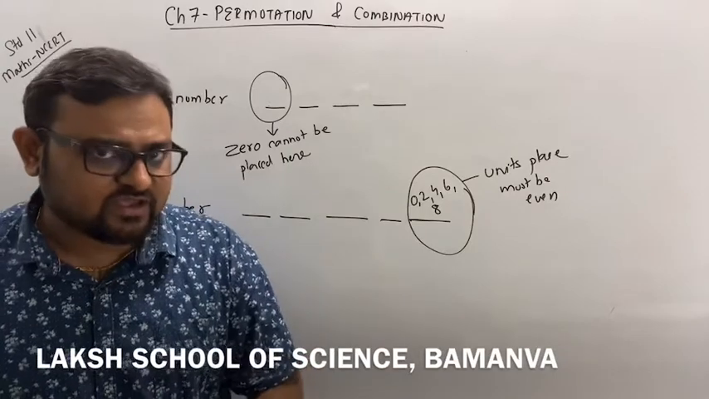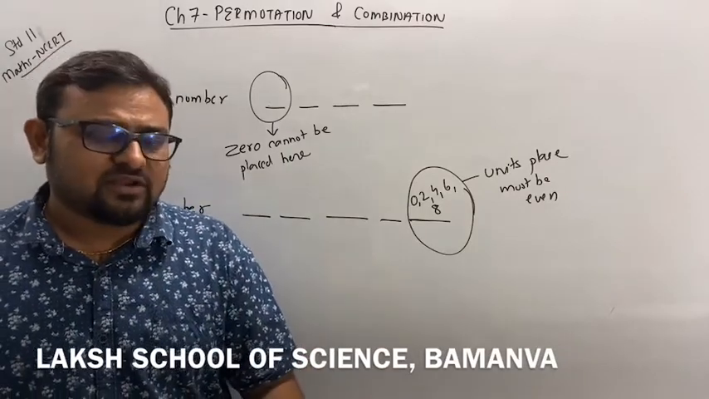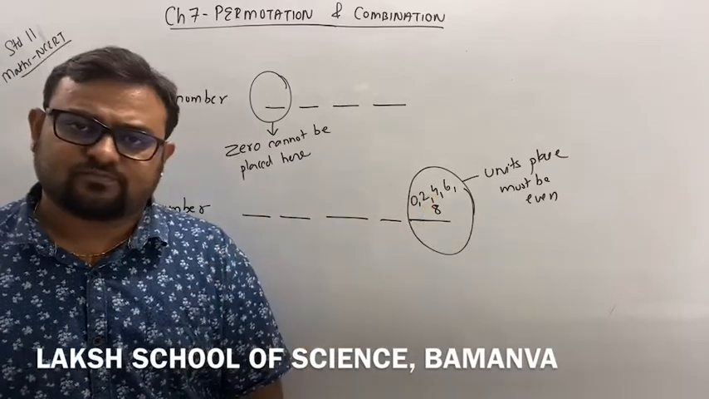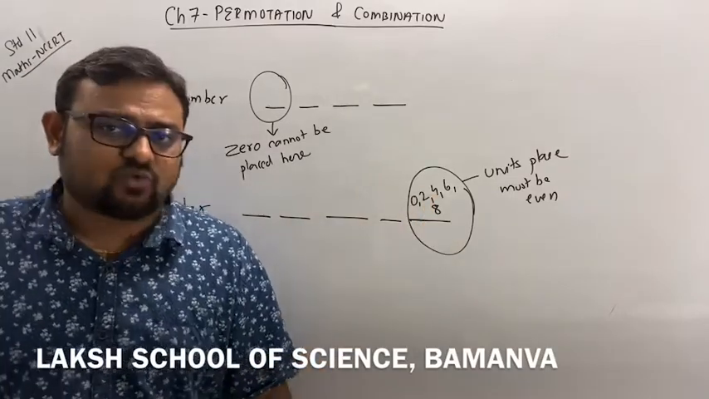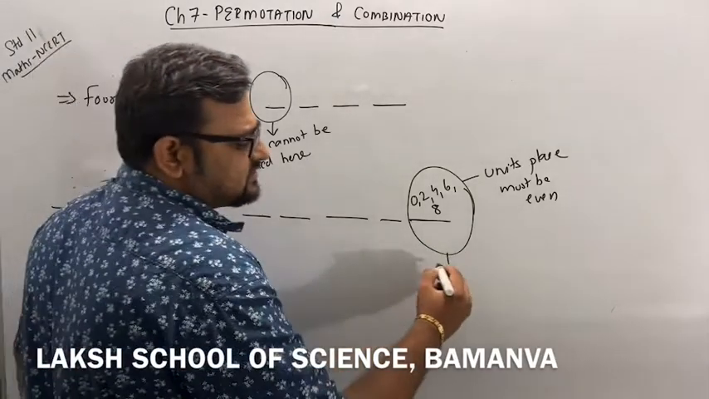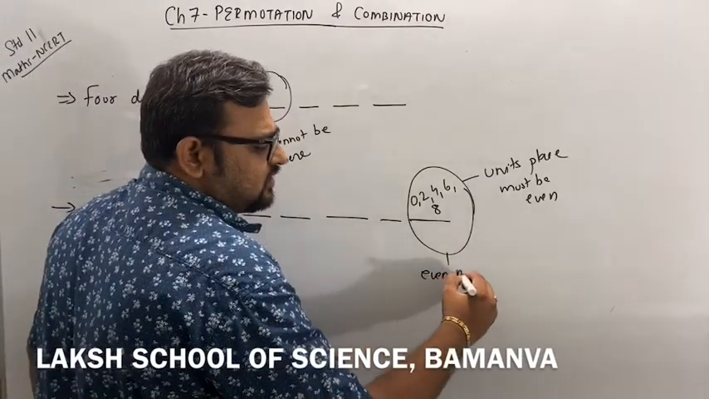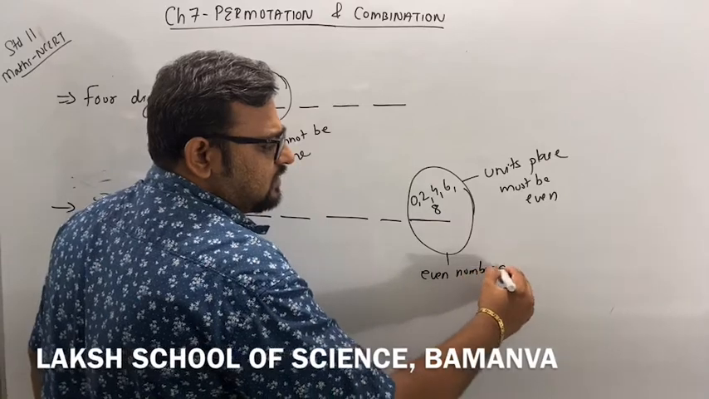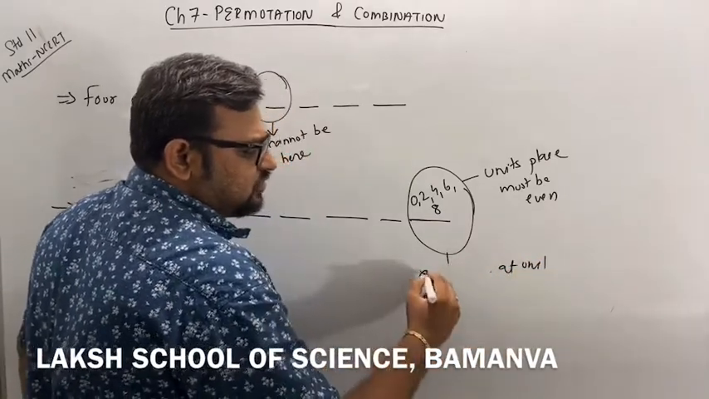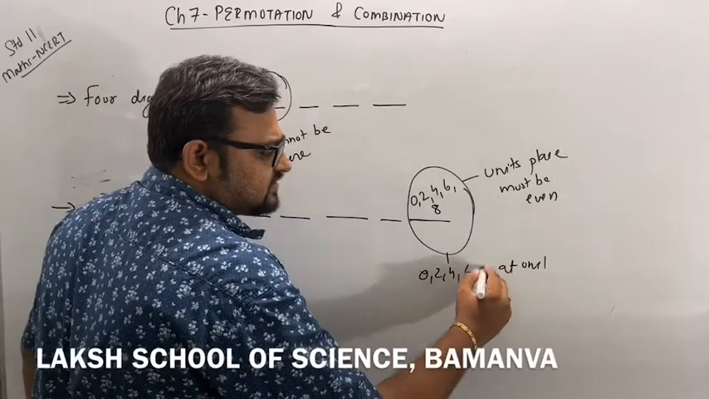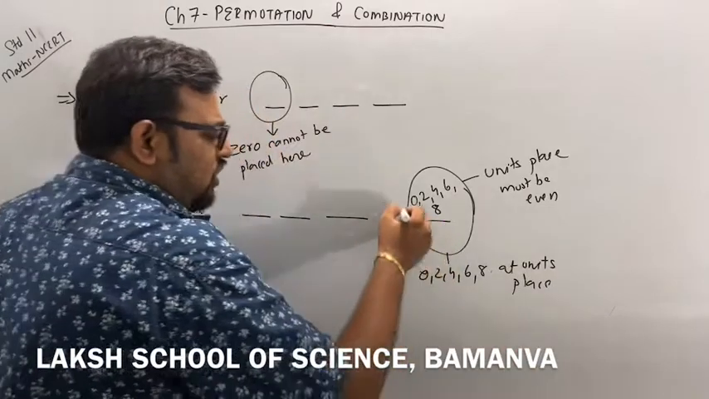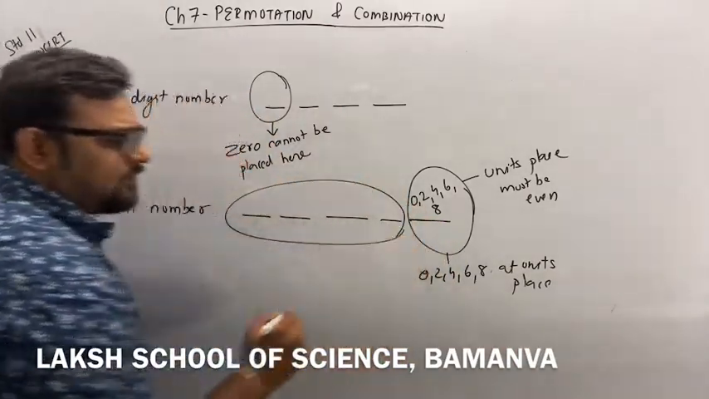If you only have 2 and 4, like if you have the numbers 2, 3, 4, 5, then you can only put 2 and 4 because you are not having 6, 8 and 0. Right? So the condition for an even number means 0, 2, 4, 6, 8 at the units place.